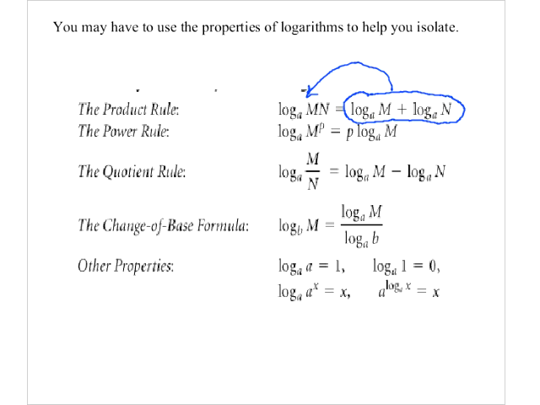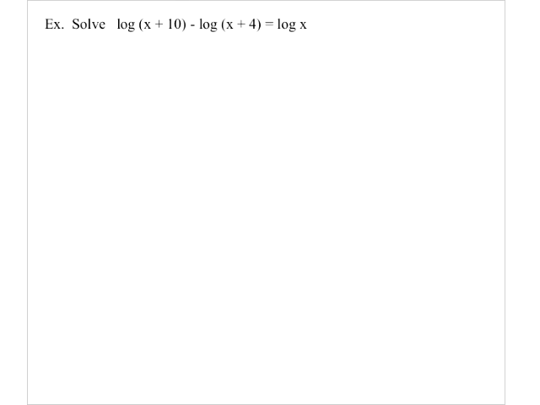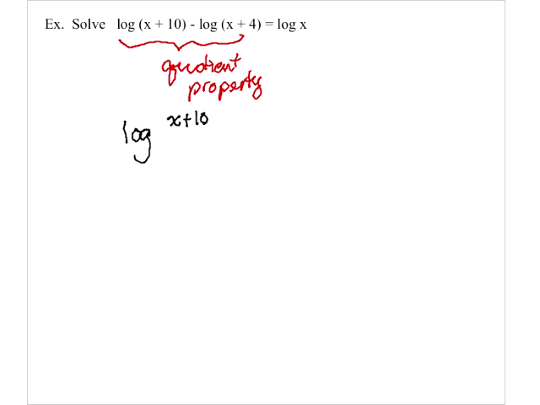So the first thing we're going to do is use the quotient property, because on the left we have subtraction. So subtraction means to divide. So I can combine these two using the quotient property. I can make them into 1 log of the quotient. So that would be log of x plus 10, the first log, divided by the expression in the second log, x plus 4, equals log of x.